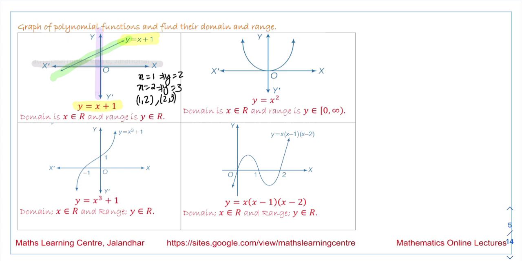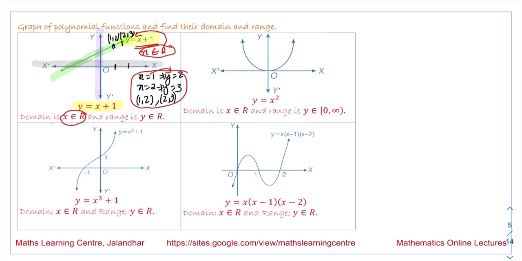We plot these points over here. This is the point (1, 2). The next point we have plotted is (2, 3). We have joined these points and we obtain this graph. Now if we look at this graph, one thing is clear, that for every value of x we can obtain a value of y. It means the domain of this function is R. Why real numbers? Because for every x belonging to R, we have a value of y.